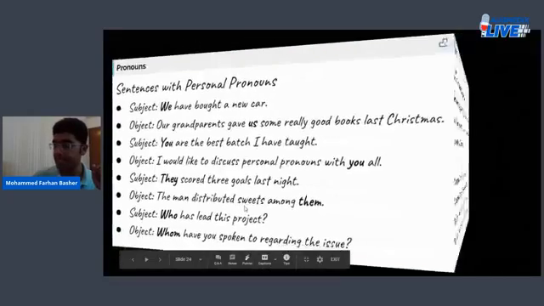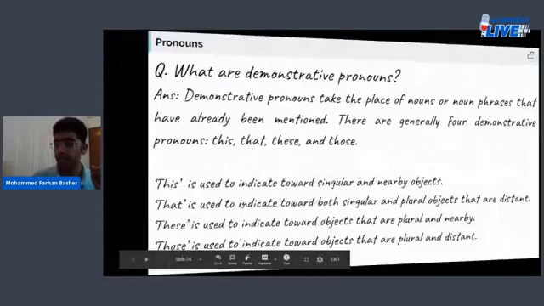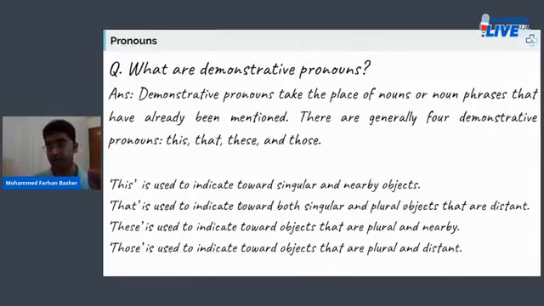Moving forward to the next slide. Now we have demonstrative pronouns. Demonstrative pronouns take the place of nouns or noun phrases that have already been mentioned. There are generally 4 demonstrative pronouns: this, that, these, and those, right? Demonstrative pronouns are basically used to demonstrate, to indicate things, okay?